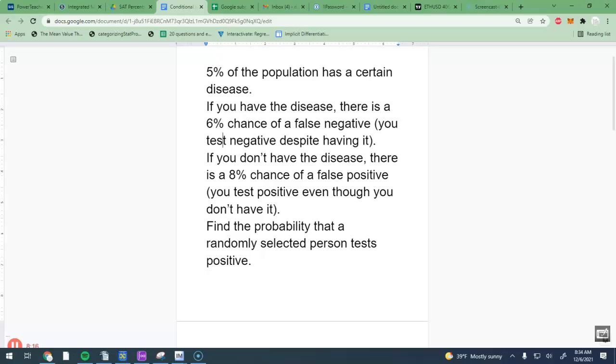Again, a nice way to quick check after you've done it is those probabilities should add up to 1.